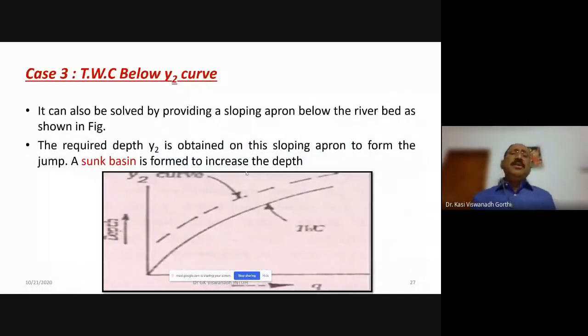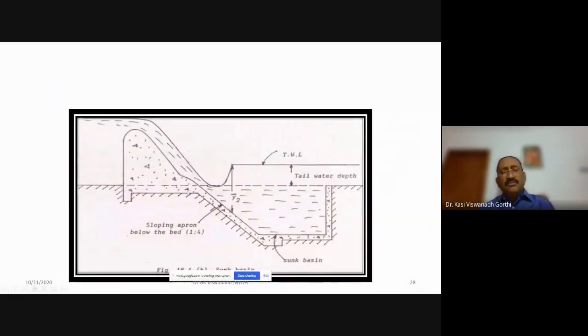Case 3 is TWC below the Y2 curve. It can also be solved by providing a sloping apron below the riverbed, and the required depth Y2 is obtained on this sloping apron to form the jump. A sunk basin is formed to increase the depth. So just the reverse of case 2, where you have TWC always below the Y2 curve for all discharges. For both the cases, a sloping apron like this is the solution.